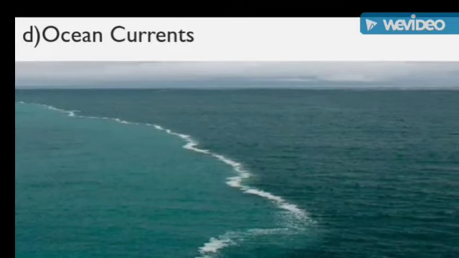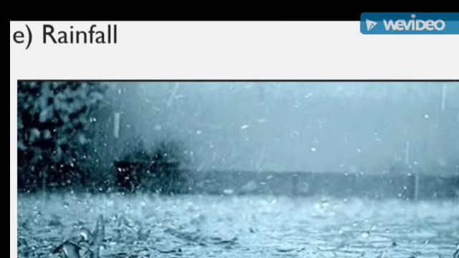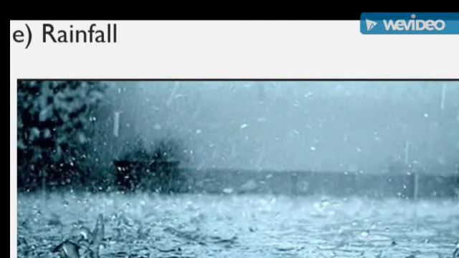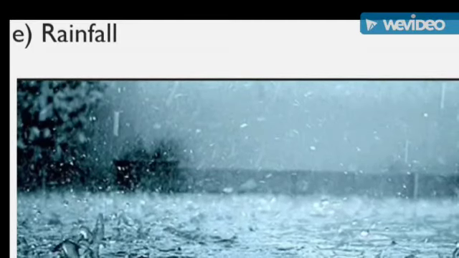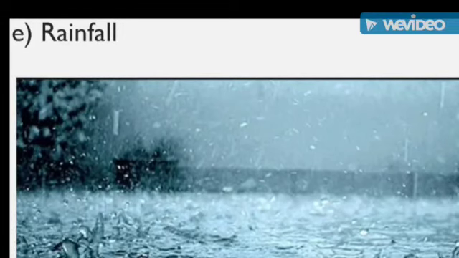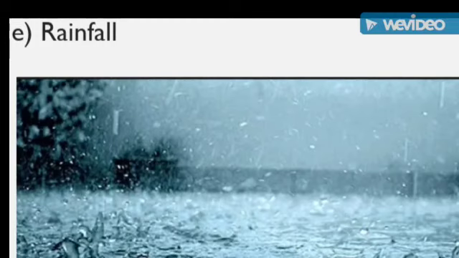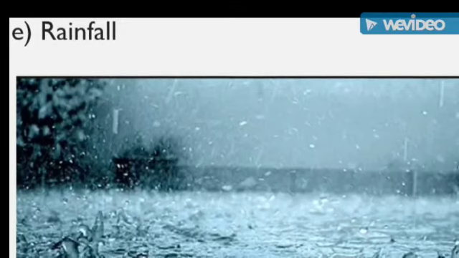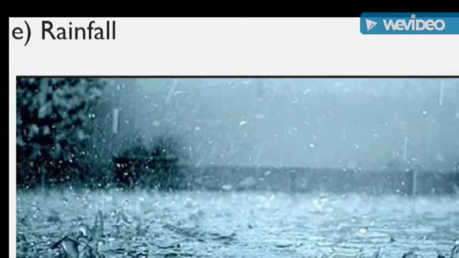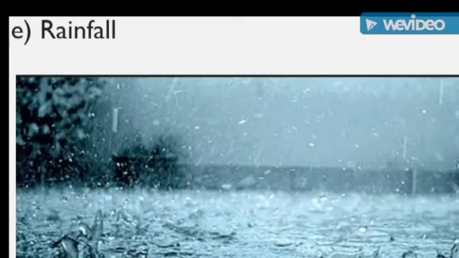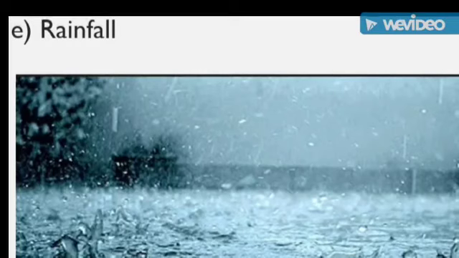And these are hot or cool, and their hotness and coolness depend on where they begin and the direction in which they flow. Their temperature affects the climate of the lands that are nearby. Now, the fourth climatic factor is cleared.